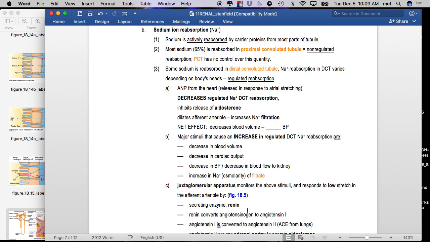We're going to do a 2-step sodium reabsorption. We're going to do PCT sodium reabsorption, and then we're going to do DCT sodium reabsorption. You with me? Okay, so I'm going to reabsorb sodium at the proximal convoluted tubule. How do we get sodium to move back in?